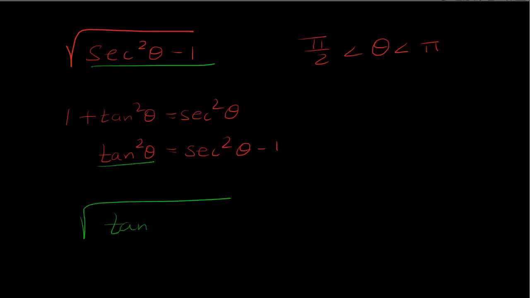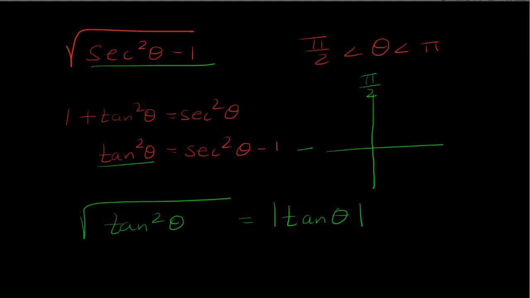So I have the square root of tangent squared, which is equal to the absolute value of tangent. But we're given that our angle is between pi over 2 and pi. So that is in the second quadrant. And there's a nice acronym we can use: All Students Take Calculus. So in the second quadrant, only sine is positive. So that means tangent is negative. So we're going to put a negative tangent there.